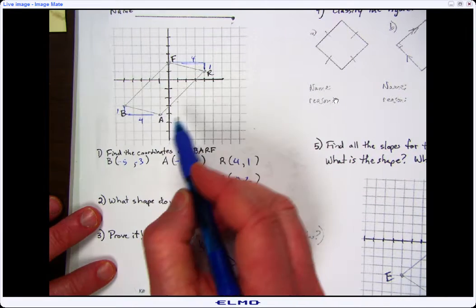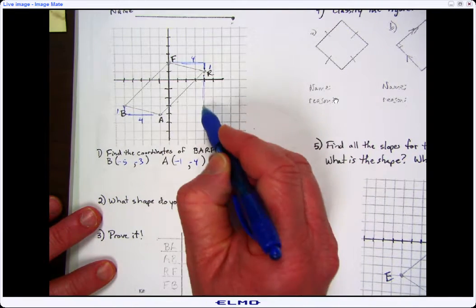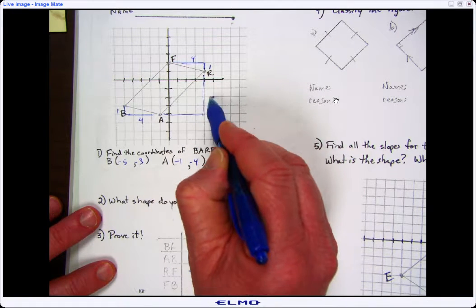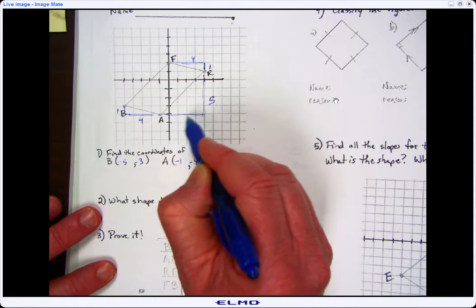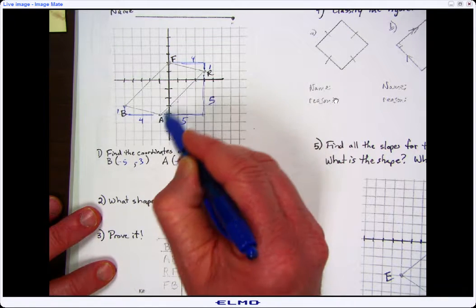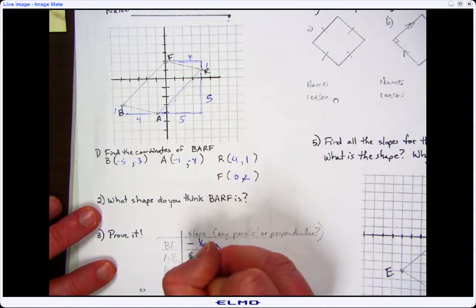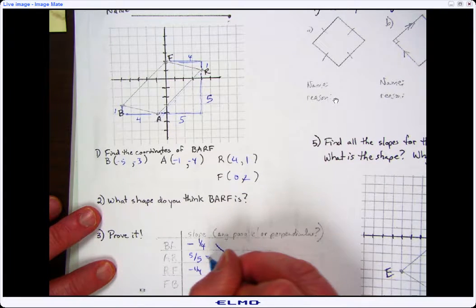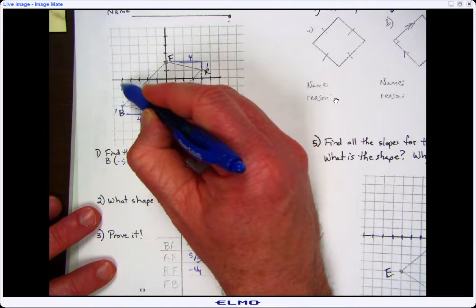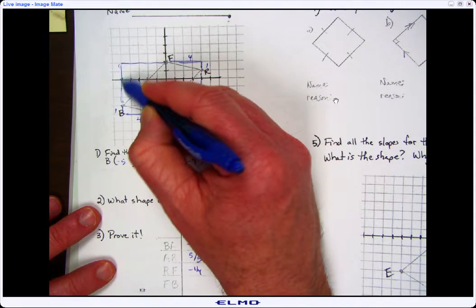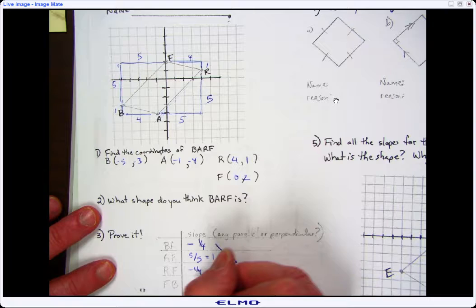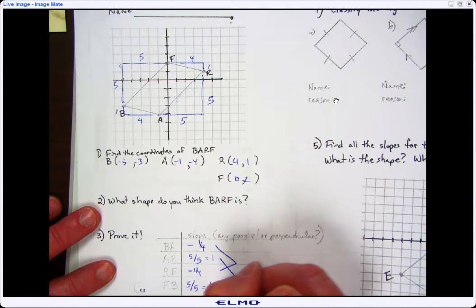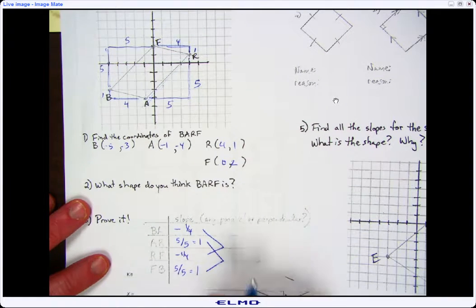And I'll do the same thing here. 1, 2, 3, 4, 5. And that's positive from left to right. So that's 5 over 5. I'm going to leave it as 5 over 5. You know that it's 1. And then this one also 5 over 5, which is 1. So opposite sides are parallel. That's a parallelogram.